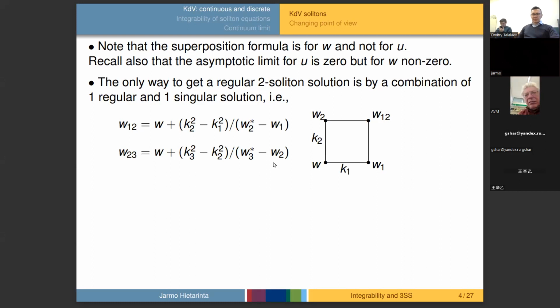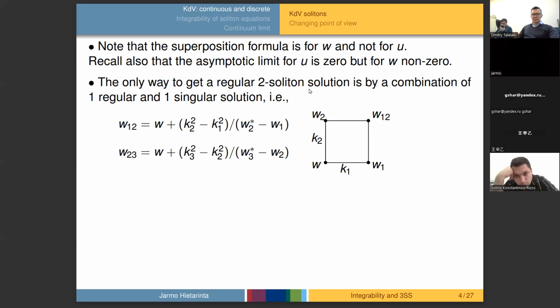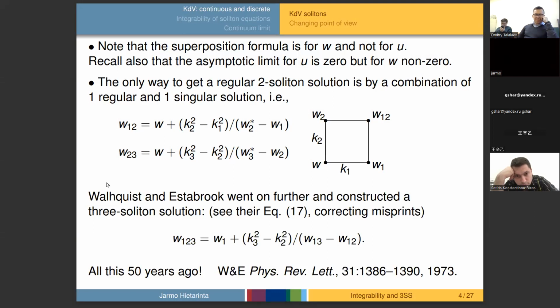Okay, and then so we had this formula for superposition principle, but if you actually get your hands dirty and do the calculations, you will realize that to get the regular two-soliton solution, you have to have one singular solution and one regular solution. This was maybe a surprise, but that's what you find if you do the calculations by hand, by computer. Actually, then this is interesting. Wahlqvist and Estabrook went further and they constructed a three-soliton solution.